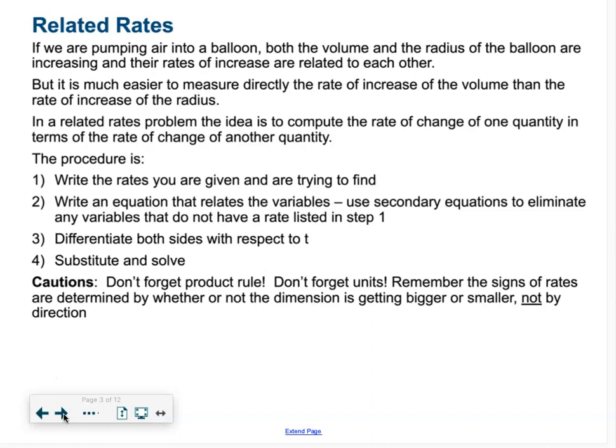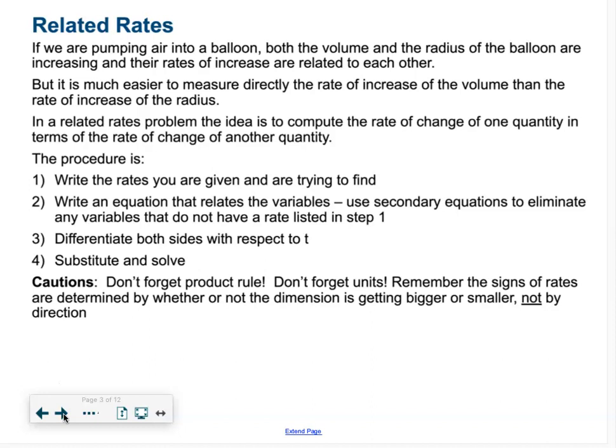There's this little part here that says use secondary equations to eliminate any variables that do not have a rate listed in step 1. That's like fancy talk for saying that if you know the rates for x and y, or say you know the rate for x and you want the rate for y. So you have a rate for x and a rate for y listed with a question mark or something.